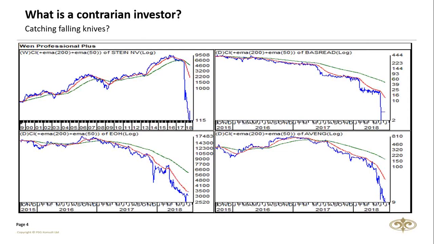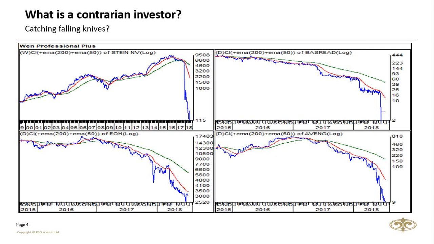So yes, in the top left there, we've got Steinhoff. This is showing the long-term graph of all these shares. You've got Steinhoff in the top left, in the bottom left you've got EOH, which has also come off a lot. And then you've got shares like Basil Read and Aveng that have also been knocked heavily. So I'm going to use these as examples.